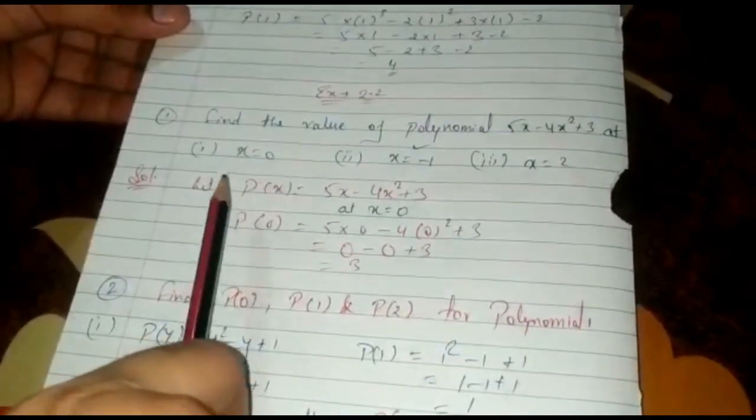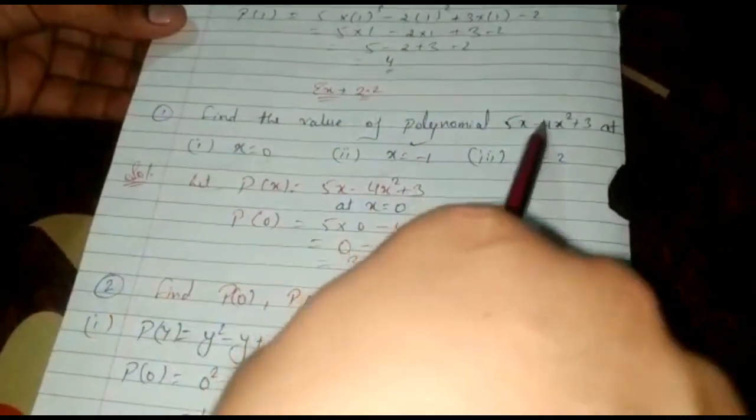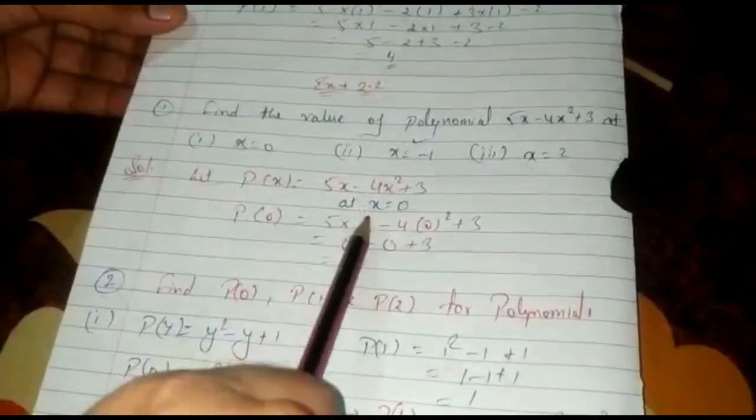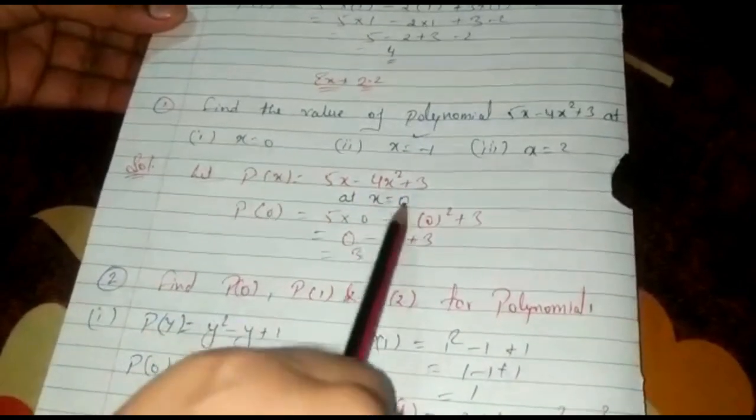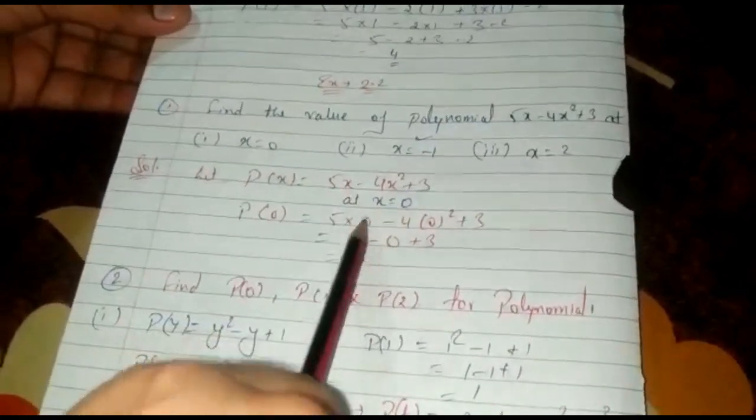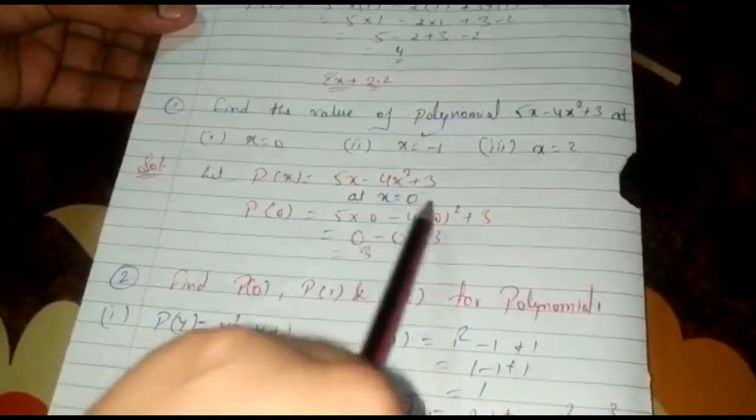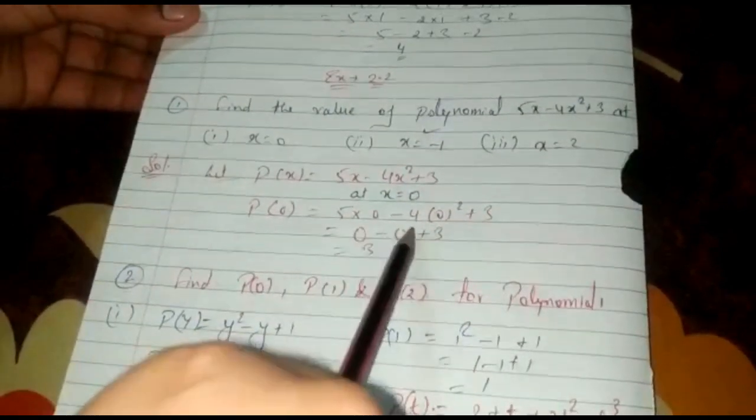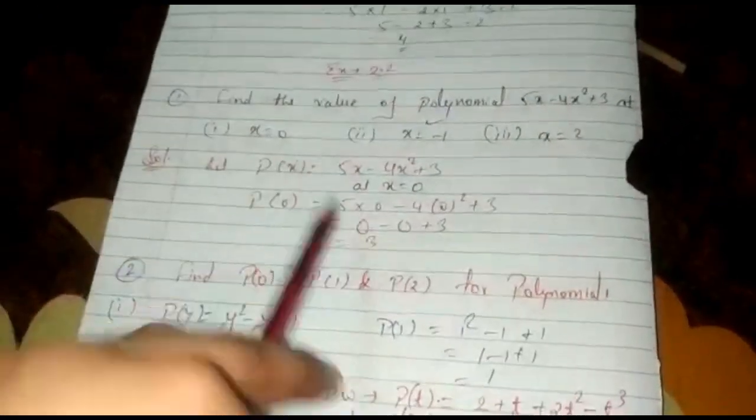So p of x is equal to, we just assume that this polynomial is given in the form of x, that means p of x is equal to 5x minus 4x square plus 3. So at x equal to 0, that means in place of x we have to put 0. So p of 0 will be equal to 5 into 0 minus 4 into 0 square plus 3. 5 into 0 will be 0. 0 square again 0, 0 into 4 will be 0, plus 3. 0 minus 0 is 0, plus 3 will be 3. So 3 is the answer of this polynomial at x equal to 0.